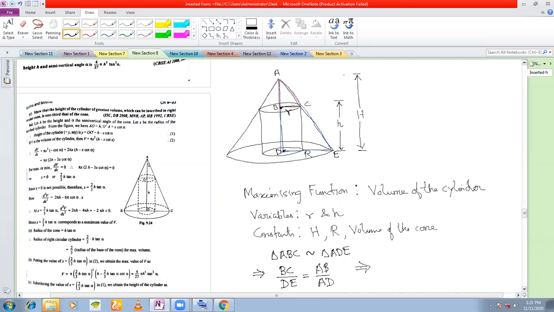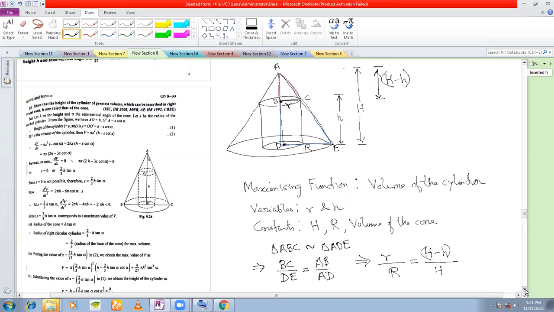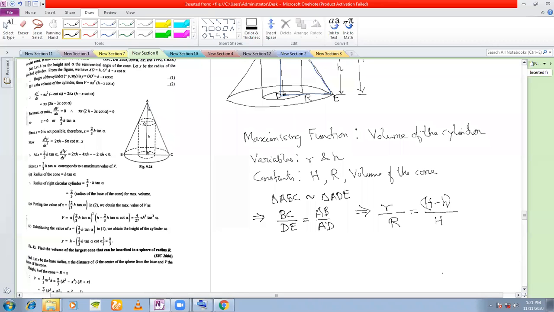That means what is BC? BC is small r. What is DE? DE is capital R. What is AB? AB is capital H minus small h, right? Because this height is what? This length, capital H minus small h. And AD is what? AD is capital H. So you've got a relation between R and H.